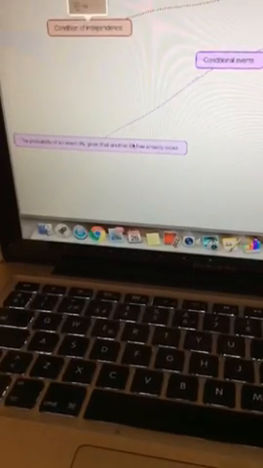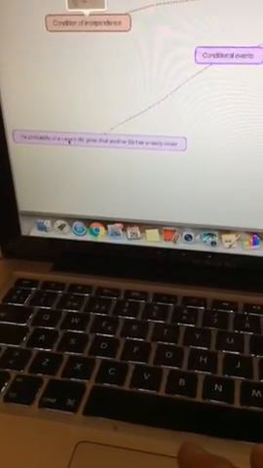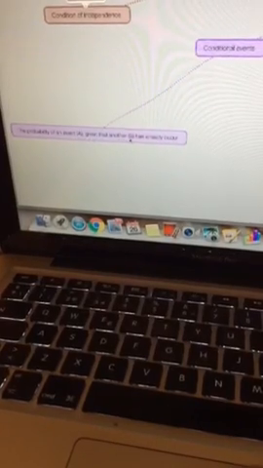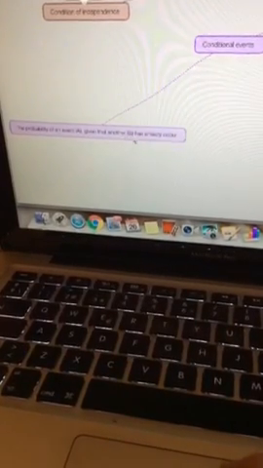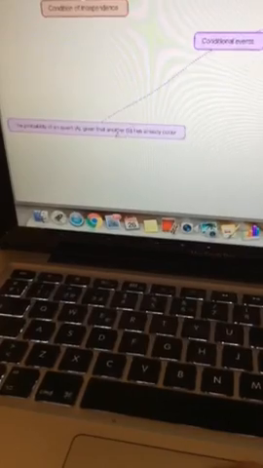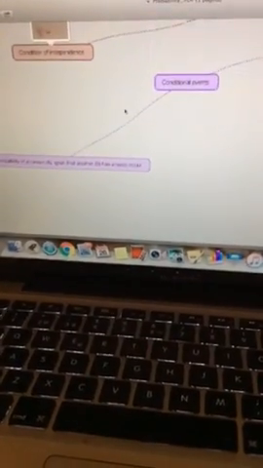Continuing, here we find what conditional events are. The probability of an event A given that another event B has already occurred. So in this conditional, for example, we can see that in this case A depends on B having already happened. So B needs to happen so that the event A can happen. This is what we meant by conditional events.